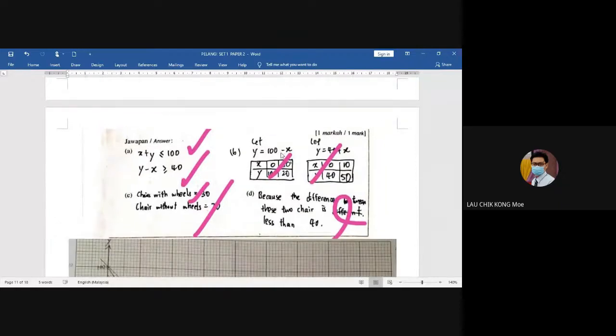Okay, so I take the answer from one of your friends. X plus Y less than or equal to 100. And just now if you wrote Y greater than 40 plus X, it is correct. But this student moved X to the left, Y minus X. Actually the meaning is the same. More than 40 means Y minus X greater than or equal to 40. Correct. Okay, so this is for part A, two linear inequalities. If your linear inequalities are wrong, then no more marks. So make sure that the linear inequalities are done well.